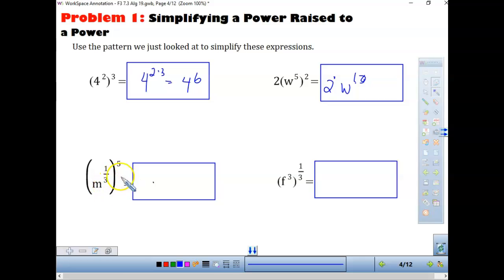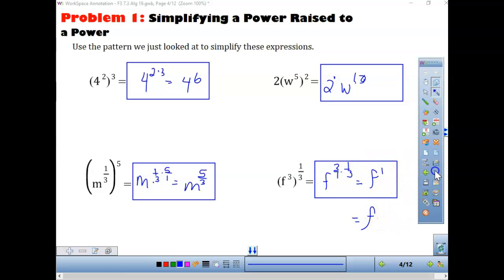Here when we multiply our exponents, same thing. You are going to be taking m and you're taking 1/3 times 5 over 1. That is going to give us m to the 5/3. You are going to keep it as 5/3 as your exponent. You are not going to write that as a mixed number. Keep it improper. This is really nice. When we take 3 over 1 times 1/3, that gives us 1. So f to the first, and a lot of times we will just write that as just f. A lot of times we don't put that exponent 1.